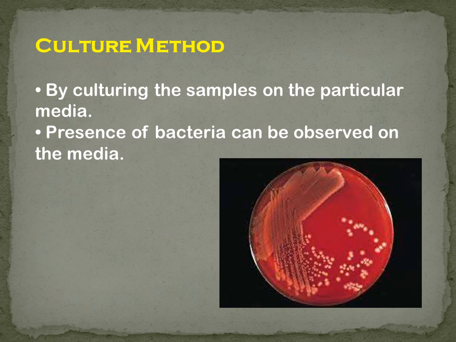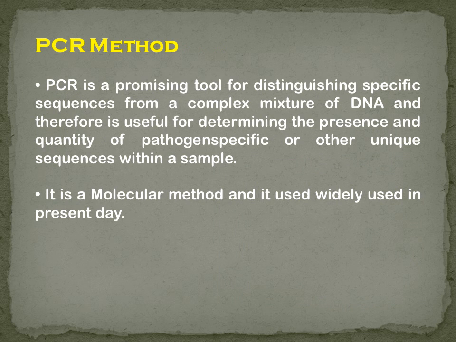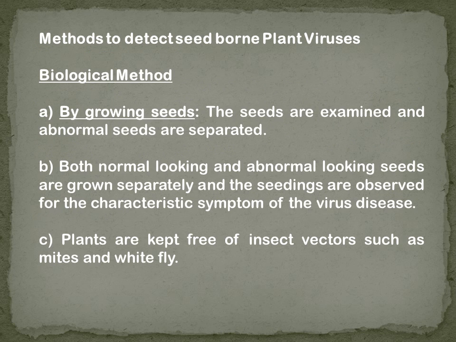And this is the PCR method. I have already discussed in my earlier video what PCR is, so you can go through the detailed procedure there. This is the tool by which, if you know the primer of a certain pathogen, you can directly detect it. I already told you, if you know the sequence of the primer, go for the PCR and you will get the positive. Then, methods to detect seedborne plant viruses.